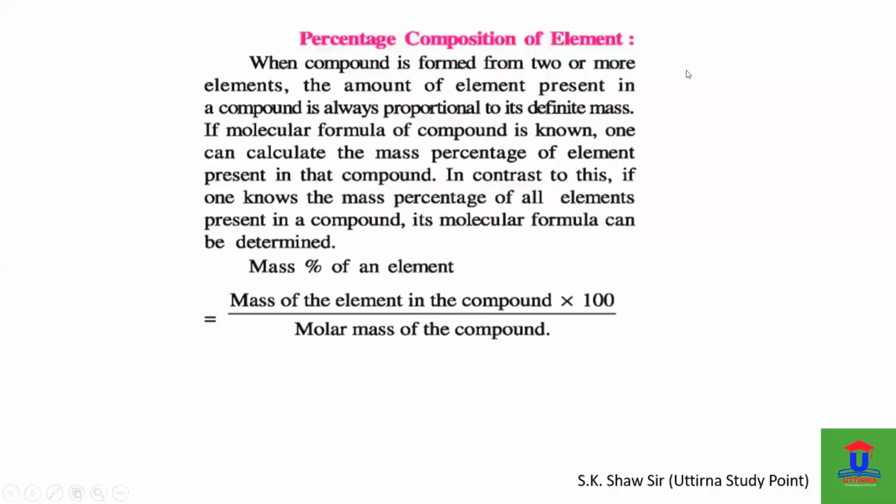What is the percentage composition of any element in a compound? How to calculate it? The mass percentage of an element is equal to the mass of the element present in the compound divided by the molecular mass of the compound, into 100. This formula will give you the mass percent of an element in a compound. This is a very simple formula.